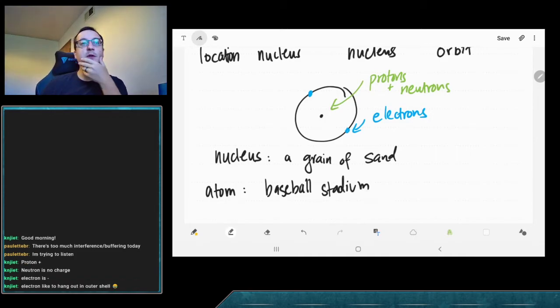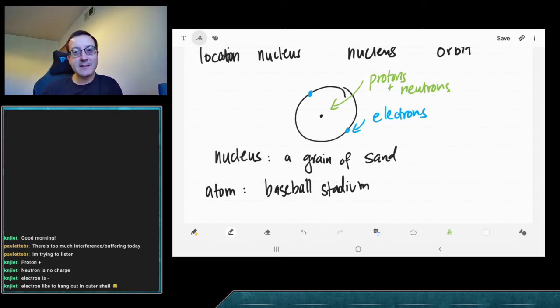So consider, for example, a grain of sand on the pitcher's mound, right in the middle. Those electrons can occupy a bunch of different spaces throughout that entire baseball stadium. So the nucleus is that one grain of sand, and it stays in the middle. But the electrons are able to go to any of the different seats within your baseball stadium, on the bases or in the outfield.